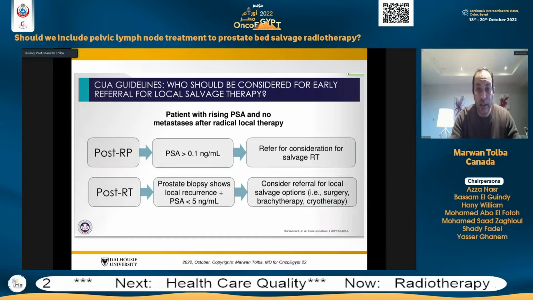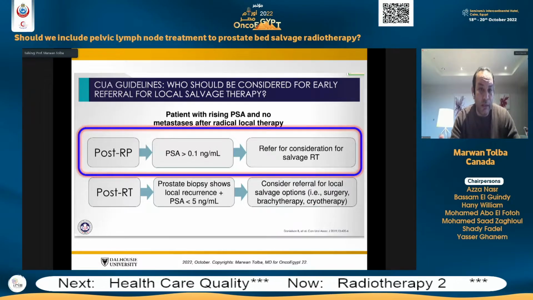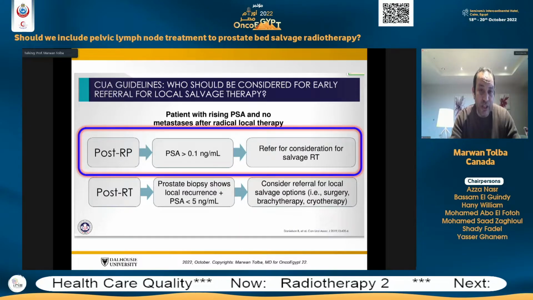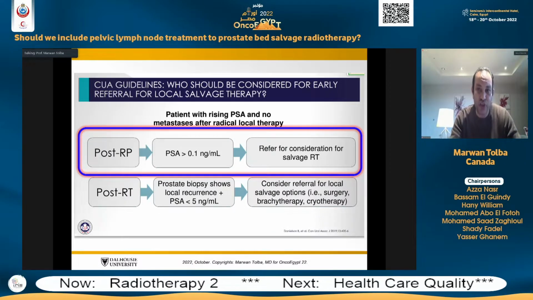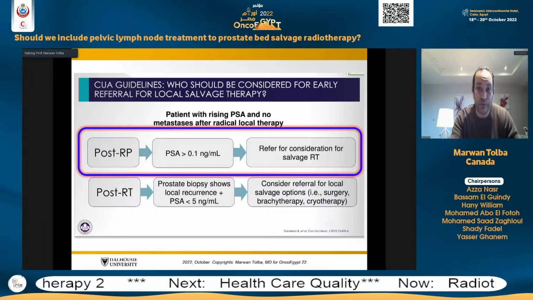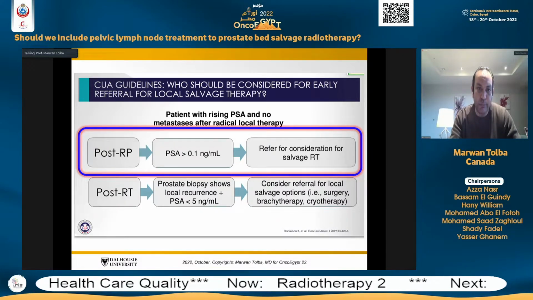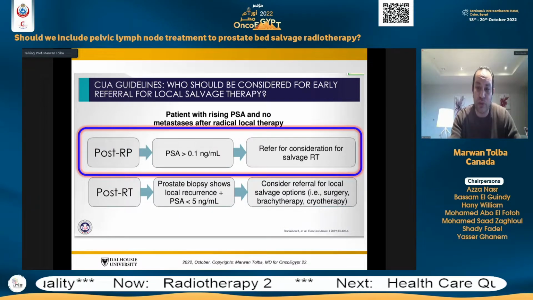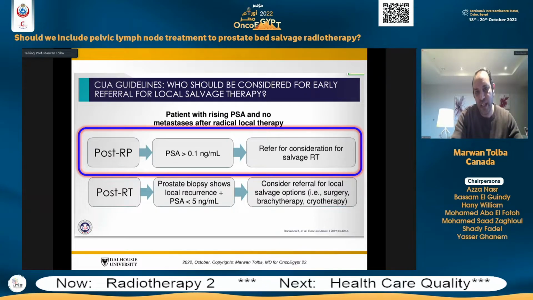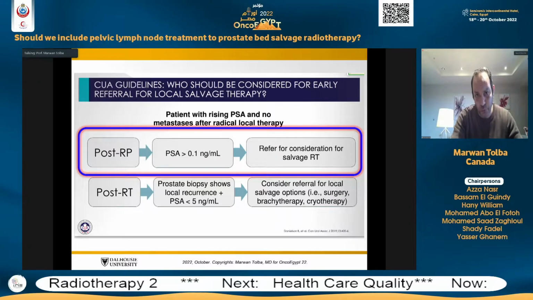This is the Canadian guideline from the Canadian Urological Association. Post-prostatectomy patients whose PSA is exceeding 0.1 nanogram per milliliter should be referred for consideration of salvage radiotherapy, and this answers why this patient was referred to my clinic at 0.14. If a non-GU radiation oncologist sees this value, he or she might say, oh, this patient is less than 0.2, why are we referring this patient to the clinic? Because the Canadian Urological Association defines the failure as more than 0.1, not more than 0.2.